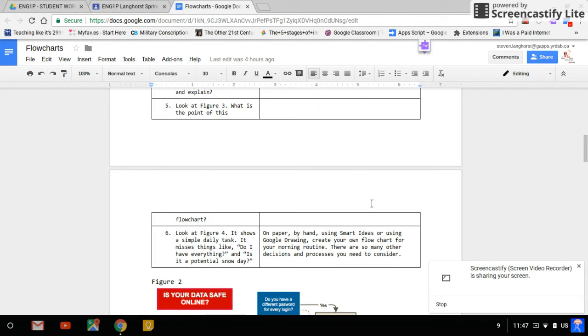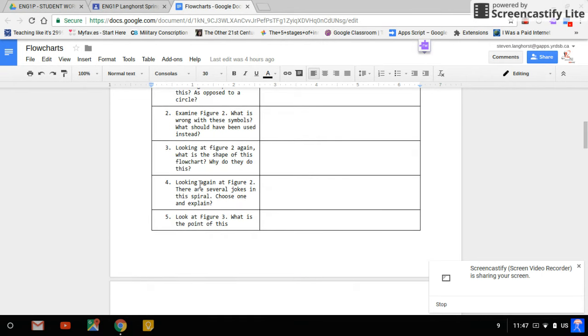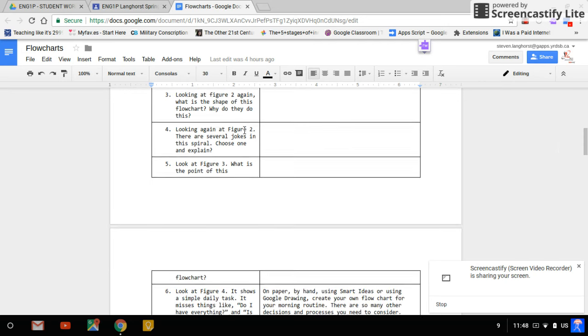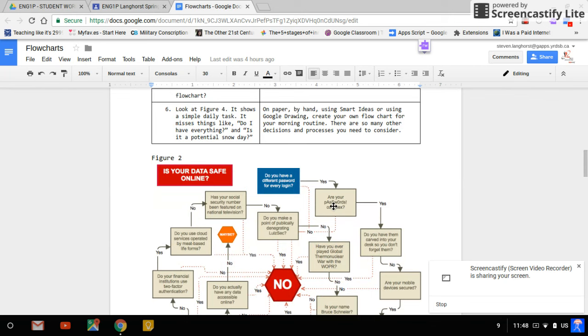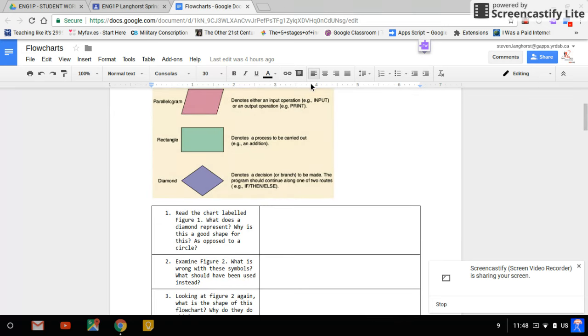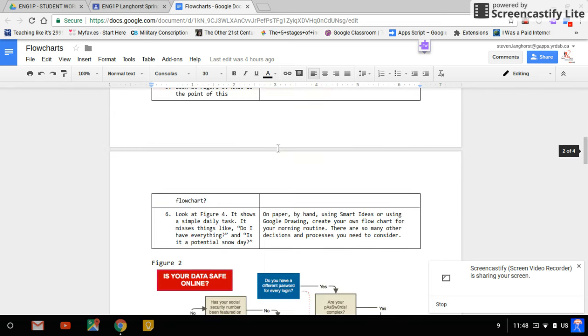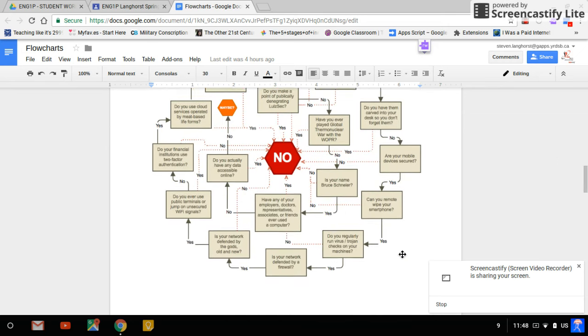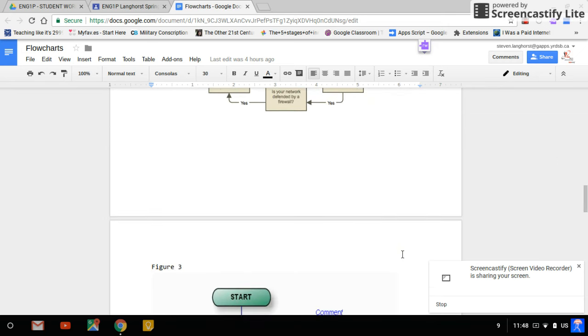One of the questions here is looking at the jokes. There are lots of jokes in here. Please read through the spiral of that flowchart, and you'll notice some of them are pretty silly questions. Also, the symbols. Notice the symbols are all boxes. That's not right. Please go back to that first chart here and figure out what symbol they should have used for these sections here. Okay, moving along, there is a figure 3.